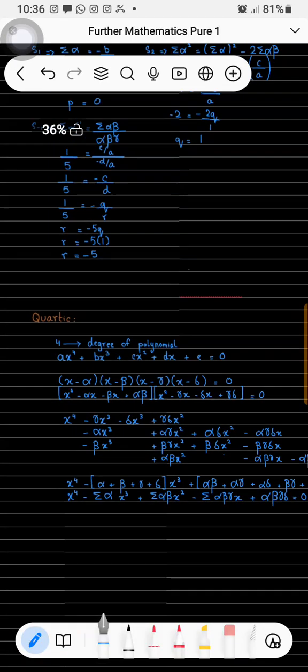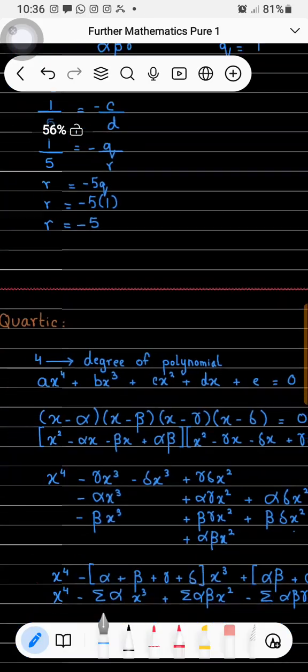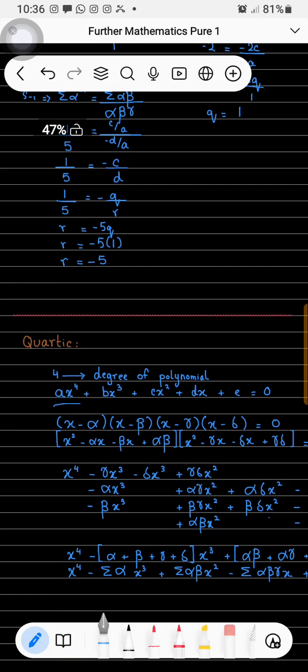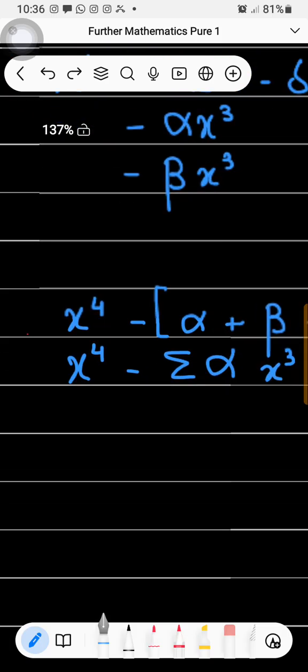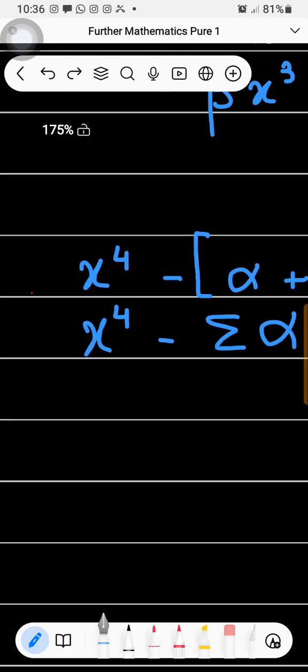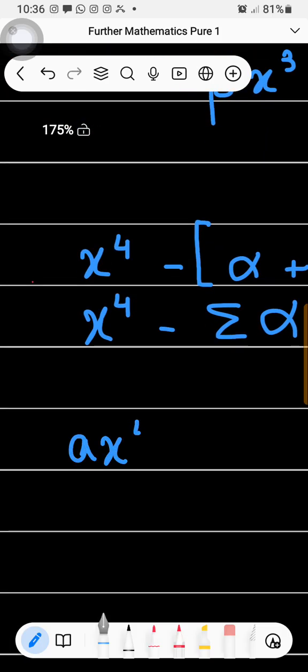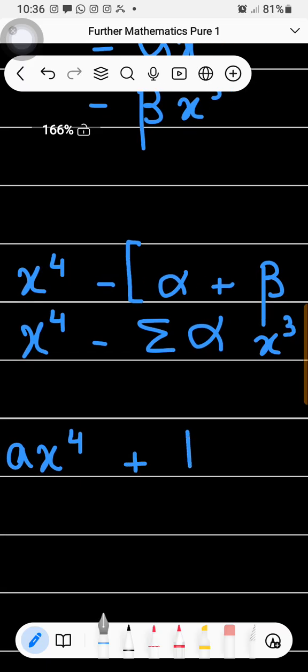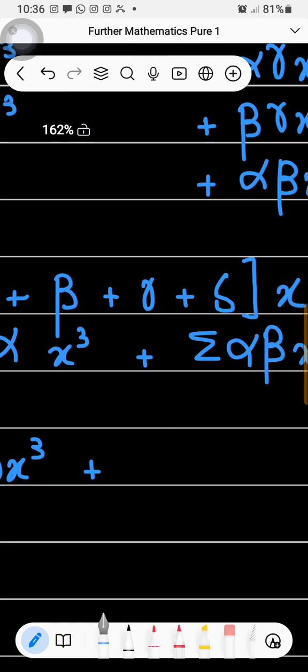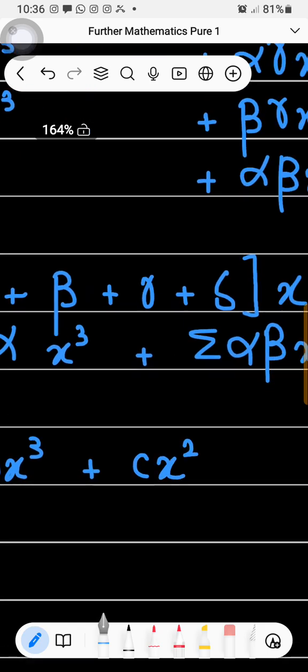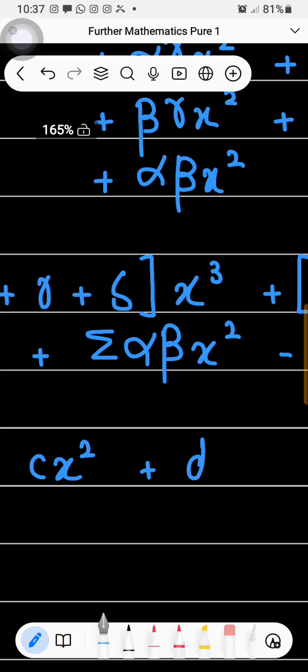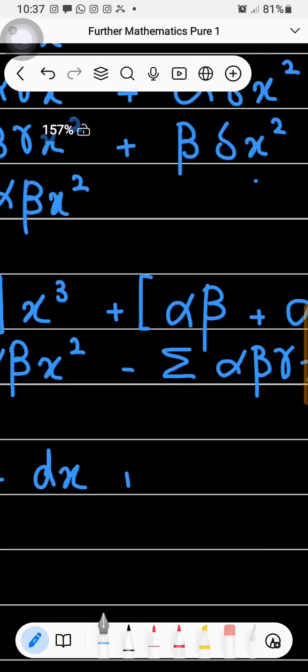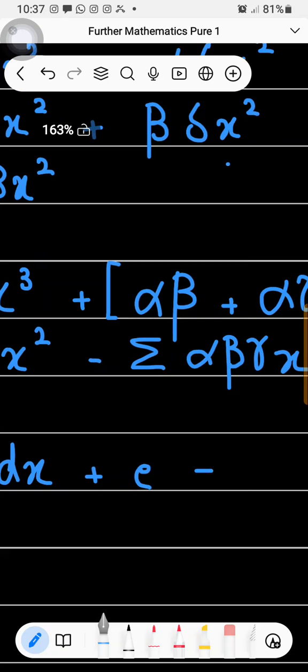So what we will do, we will write the general equation. First we will write it here: a x power 4 plus b x cube plus c x square plus d x plus e equal to 0.